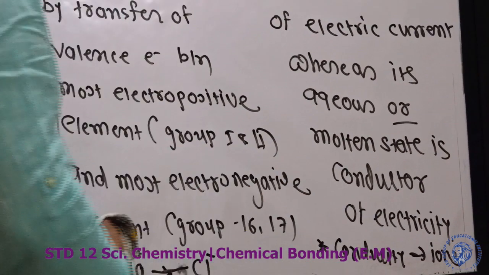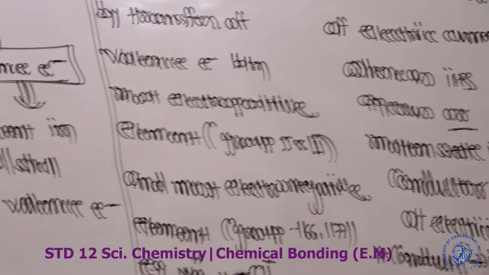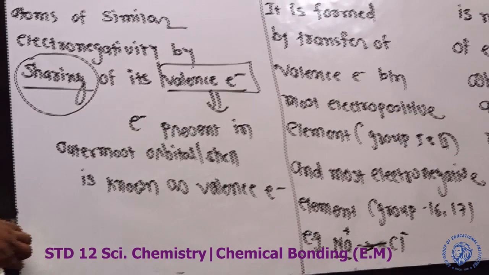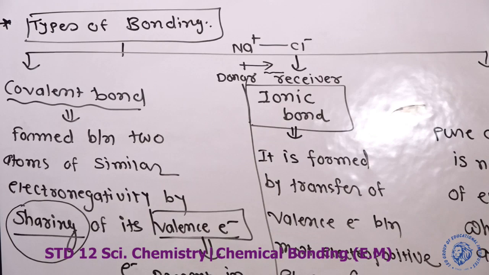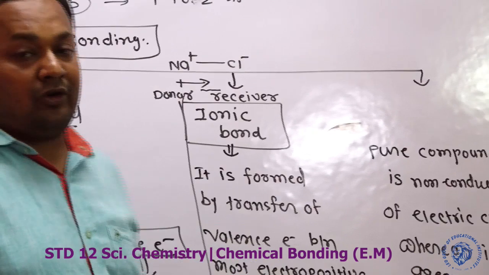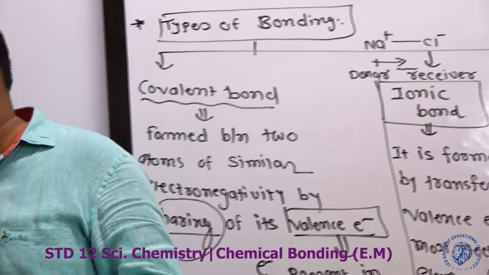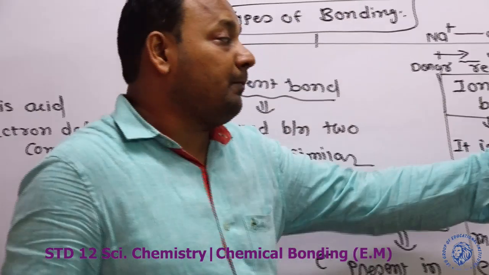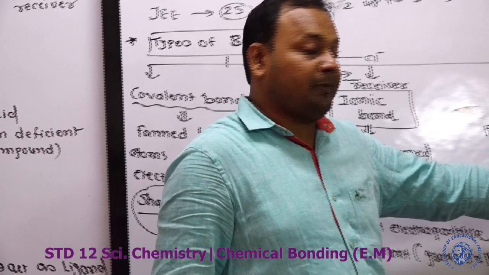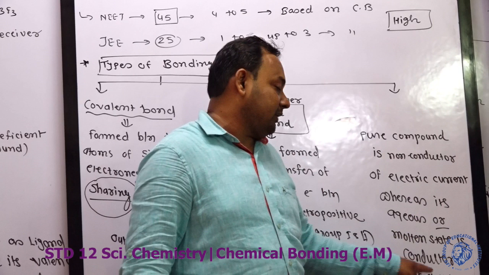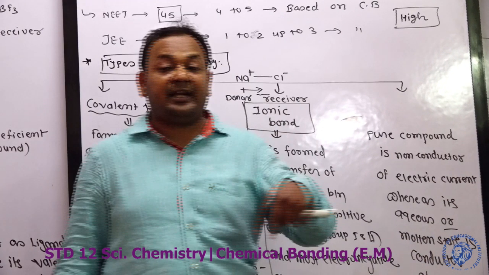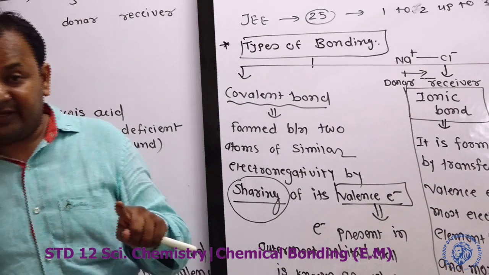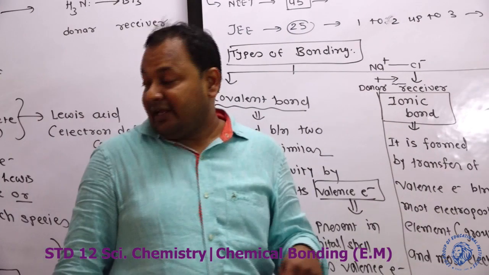In the electrochemistry chapter we already discussed in detail the conductivity of electrolyte solutions. At that time, it will be very helpful if you have this basic knowledge. Pure compound is a non-conductor of electricity, whereas in aqueous or molten state it is a conductor. As the number of ions increases, conductivity increases.